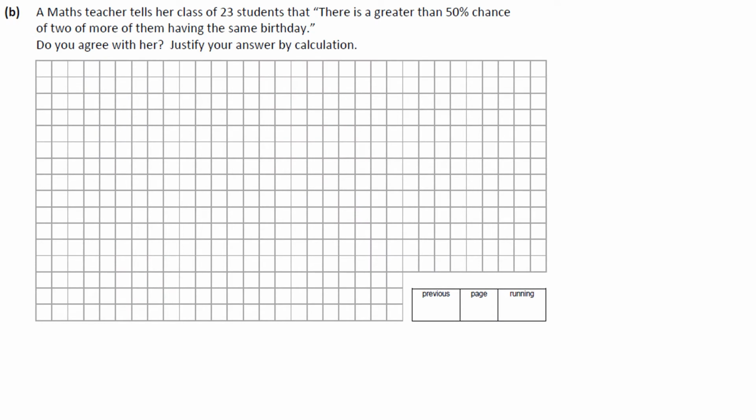So a maths teacher tells their class of 23 students that there's a greater than 50% chance of two or more of them having the same birthday. Do you agree with her? Justify with a calculation. So 2 or more, that's another way of saying at least 2. Now, if one person has the same birthday, it's the same birthday as what? So this is actually the same as 1 minus the probability that none share their birthday.